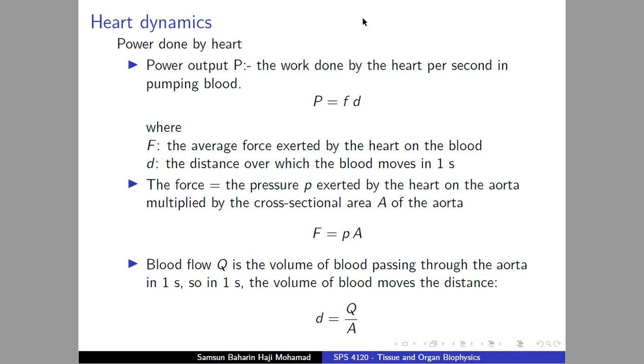So the power done by our heart. The power output P, the work done by the heart per second in pumping blood, equals FD, where F is the average force exerted by the heart, and D is the distance over which the blood moves in 1 second. The force is the pressure P exerted by the heart on the aorta multiplied by the cross-sectional area A of the aorta, F equals P times A, and the blood flow Q is the volume of blood passing through the aorta in 1 second. So in 1 second, the volume of blood moves the distance D equal to Q over A.